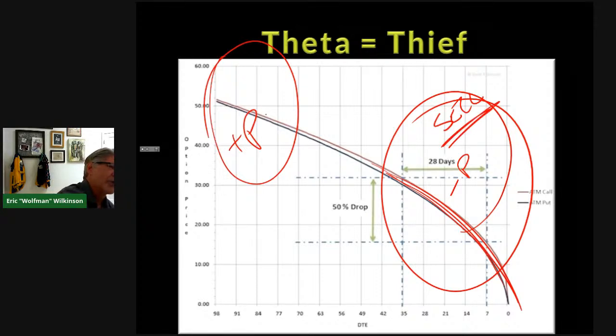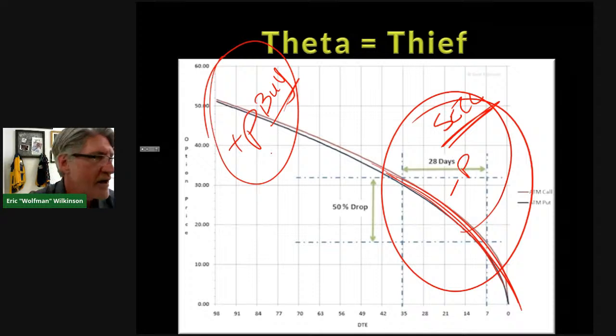And if I'm buying a put to take advantage of this long duration trade, then I want to go out here where theta isn't affecting the premiums as much. All right. So we want to take advantage of that as well.